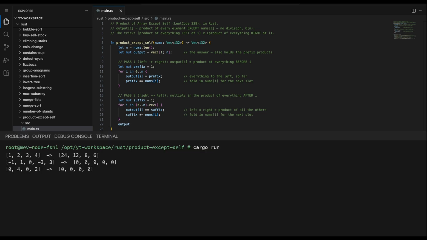Let's run it on 3 examples. On 1, 2, 3, 4, it prints 24, 12, 8, 6, exactly the products we worked out. Then the tricky one, with a single 0 in the middle, only the 0's own slot survives, holding 9, the product of all the others, and every other slot is 0, just as the picture promised. And with 2 zeros, the whole array comes out 0, because every slot now has a 0 among the others. One clean solution, correct on every case, and never a single division.